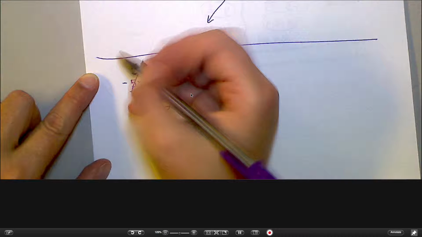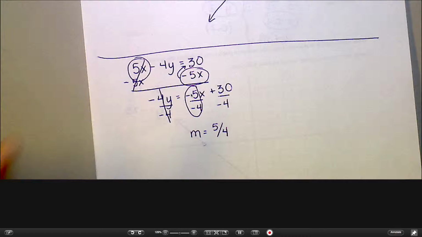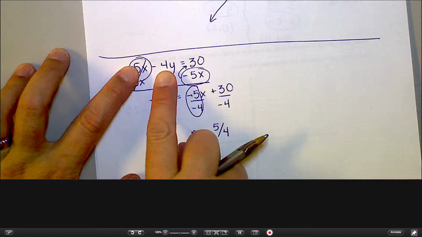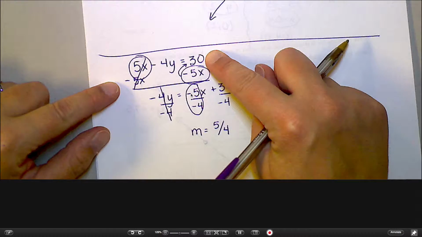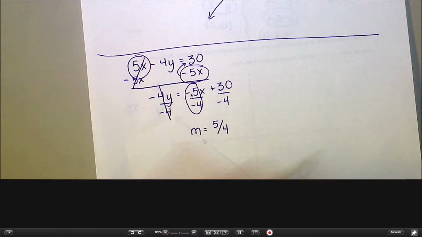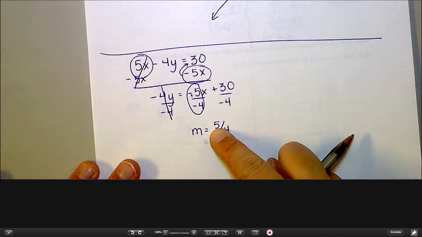Okay, so whenever you shift that x to the other side, it's going to become the opposite of what it was before, right? And then we're going to end up dividing it by whatever's in front of the y. So if I asked you for the slope of this equation, couldn't you just do that with the numbers instead of having to go through all of this? Yeah. Does that make sense?